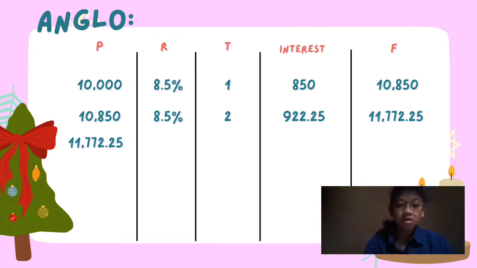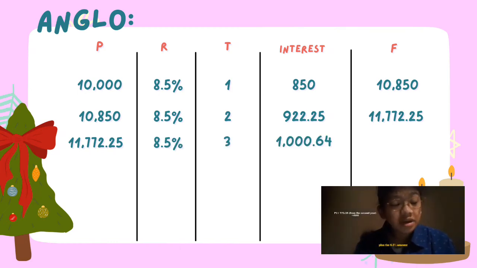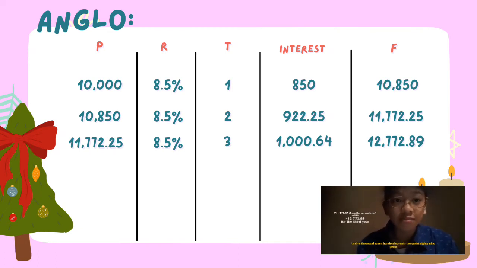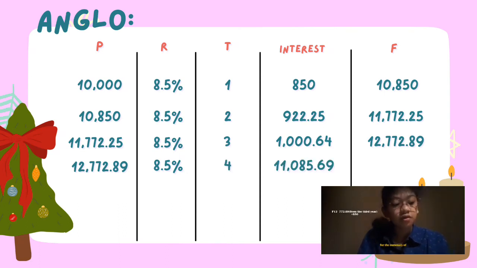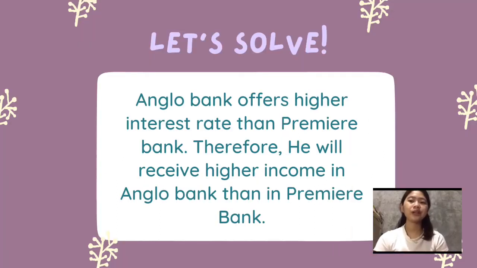As of the third year, 11,772.25 pesos from the second year plus the 8.5% amount for the total of 12,772.89 pesos. That is for our third year. And for the meantime of computing, 12,772.89 plus 8.5% for the summary of 13,858.59 pesos compounded annually.